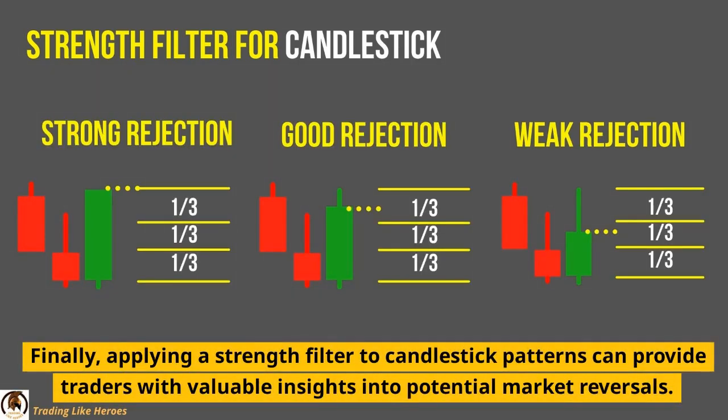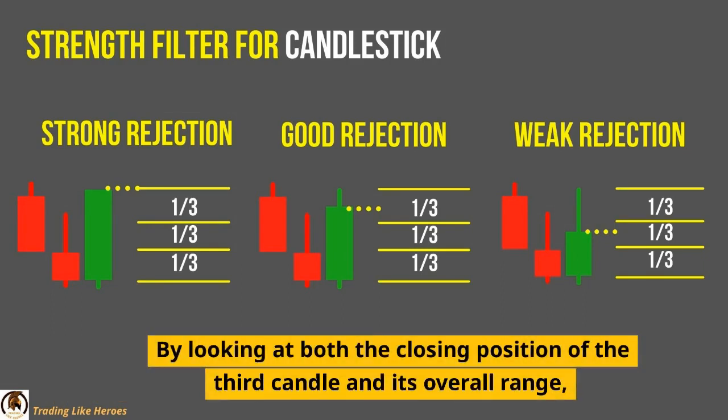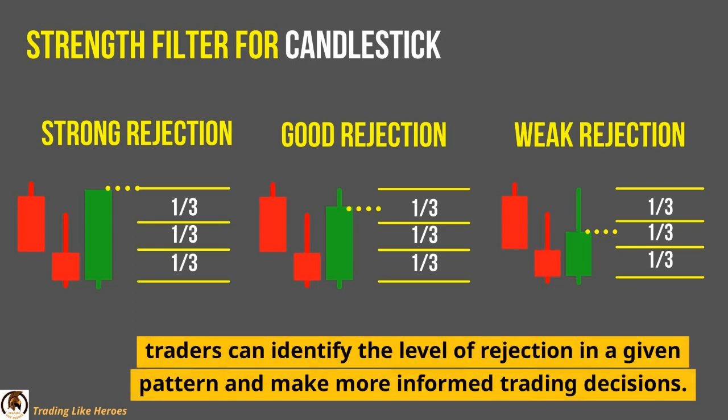Finally, applying a strength filter to candlestick patterns can provide traders with valuable insights into potential market reversals. By looking at both the closing position of the third candle and its overall range, traders can identify the level of rejection in a given pattern and make more informed trading decisions.